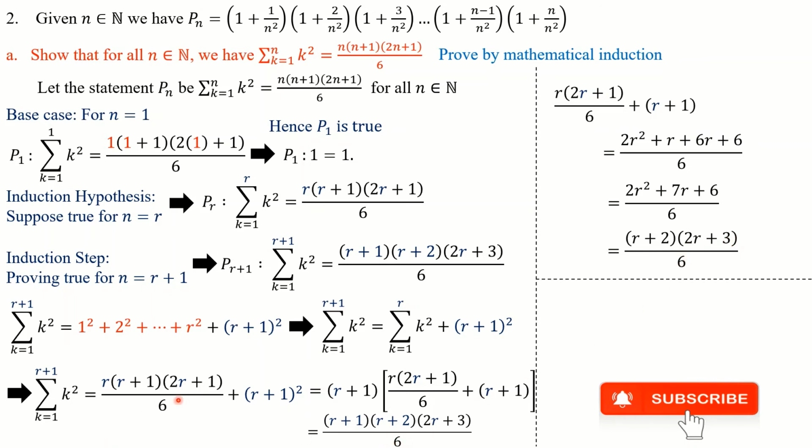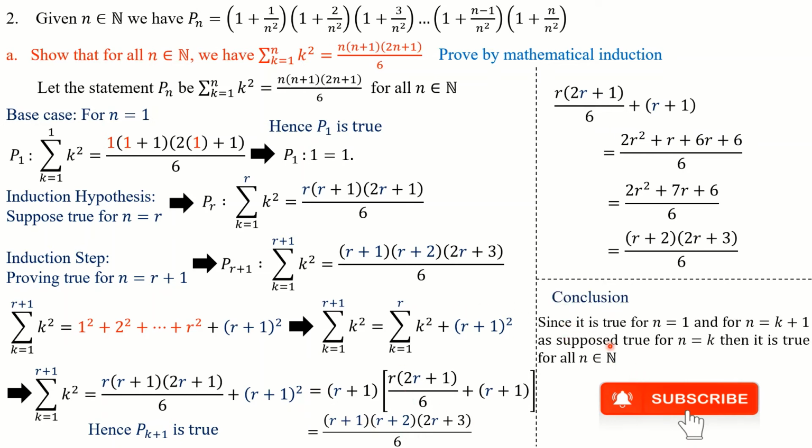So we can conclude that our statement p of r plus 1 is true, because this is what we are supposed to prove, as you can see, and here we have it. So from there, we can now draw our conclusion. Since it is true for n equal to 1, as we saw, and it is true for n equal to r plus 1, as supposed true for n equal to r, then it is true for all values of n in the set of natural numbers. So that's it for proving that the sum of squares is equal to this identity.